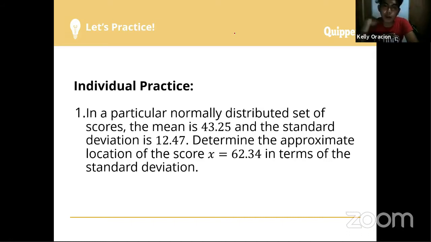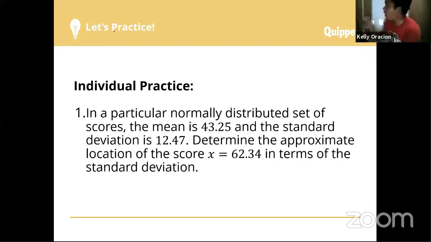Okay, so let's solve. Your x here is 43.25 and the standard deviation is 12.47. So determine the approximate location of the score X, which is 62.34, in terms of the standard deviation. So we are going to solve that one.